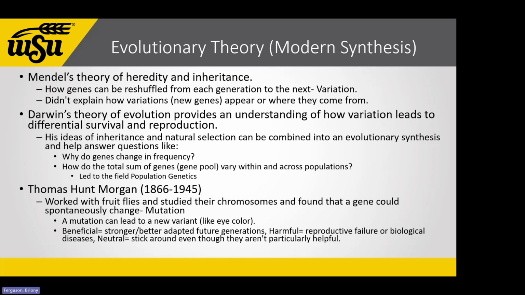And then again, they can be neutral, where they stick around even though they aren't particularly helpful or harmful. Because they aren't harmful or helpful, they just kind of stay. There's really nothing to breed them out. People aren't dying from them, so we aren't losing that gene in a population that dies. We're also not really gaining it in any way because it's not particularly helpful for reproductive systems.